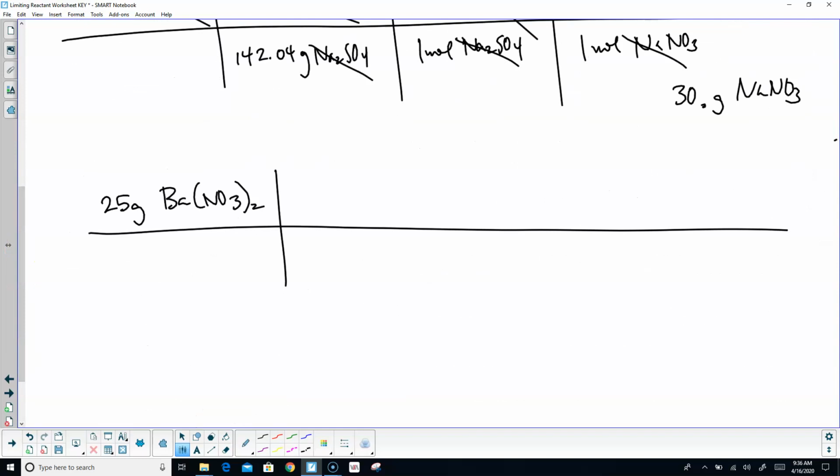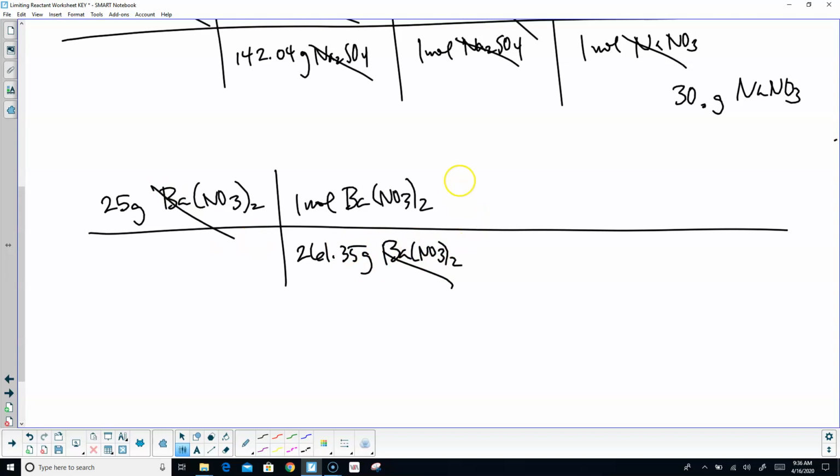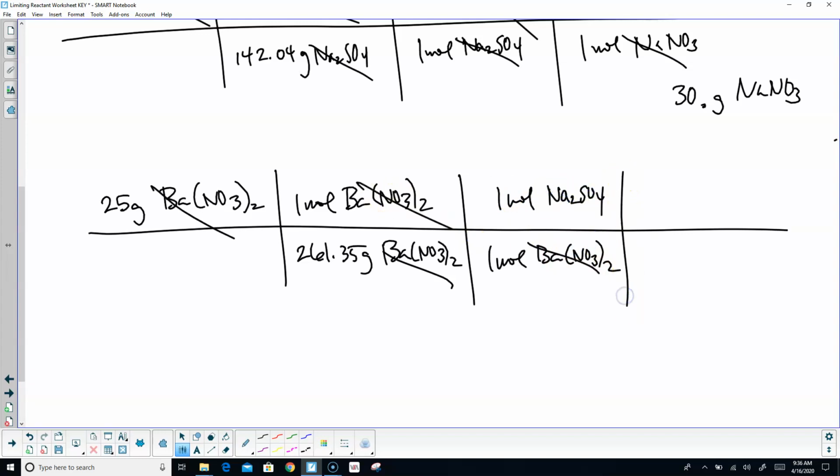Okay, 25 grams of barium nitrate. I need to say, every 1 mole of barium nitrate is 261.35 grams of barium nitrate. Grams cancel. I now know moles. Now that I know moles, for every 1 mole of barium nitrate, there is 1 mole of sodium sulfate. Moles cancel. Now that I know the sodium sulfate, I need its molar mass.